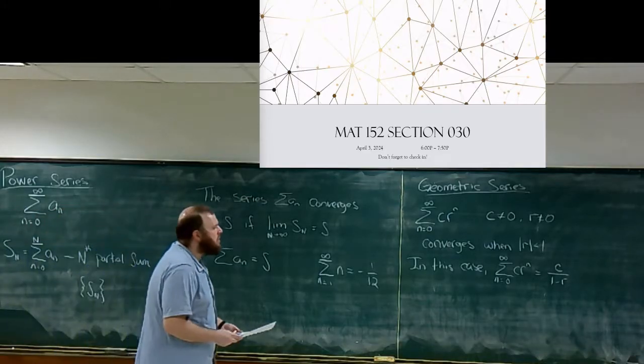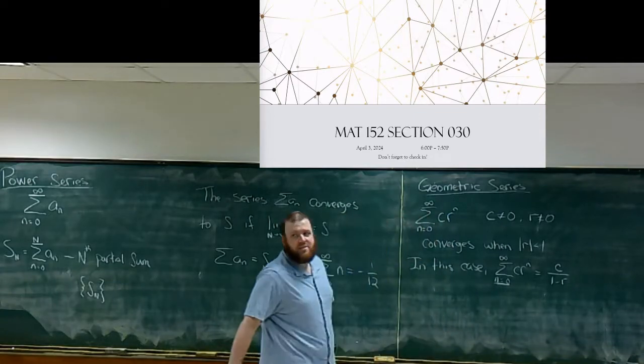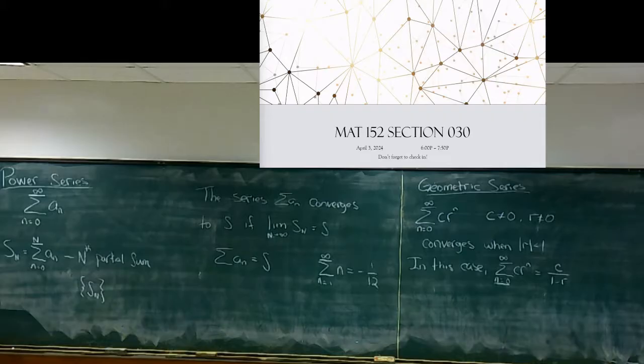Something important to keep in mind. It is important that it starts at 0. If your geometric series does not start at 0, it will not converge to C over 1 minus R. It converges to something else. It's not too difficult to determine that.